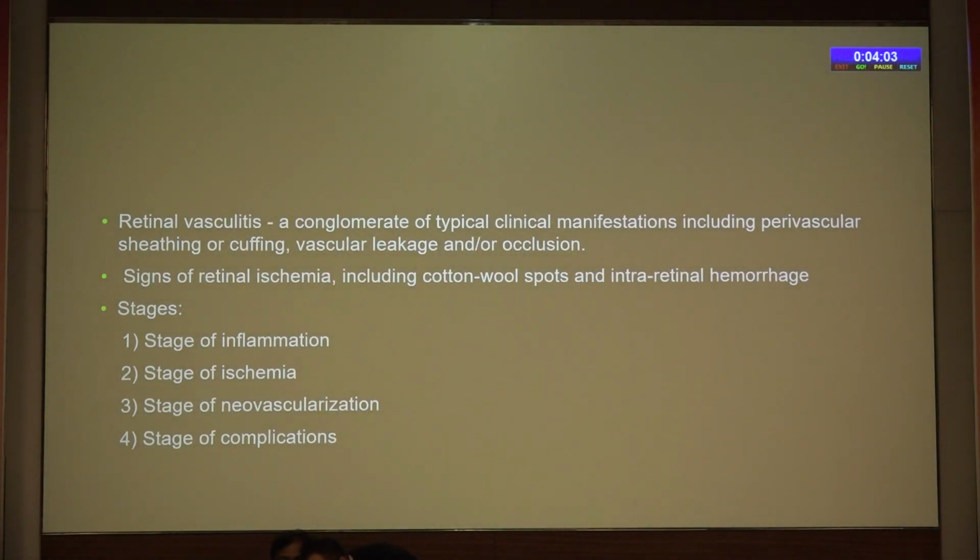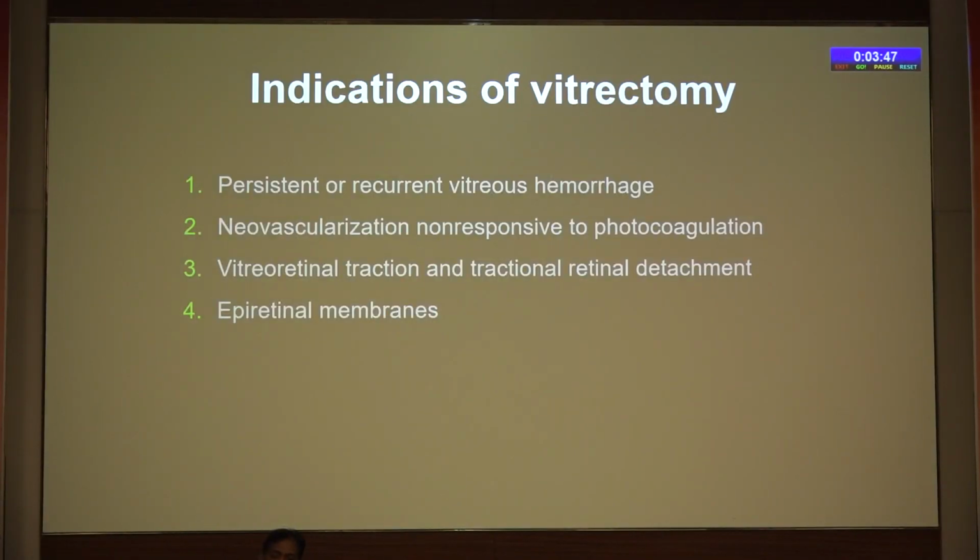Then there is vitrectomy for vasculitis, which is going to be taken up by Dr. Hemant Murthy. He is going to talk on retinal vasculitis. Signs of retinal ischemia, including cotton wool spots and intraretinal hemorrhages, are there. Various stages of vasculitis are inflammation, ischemia, neovascularization, and complications. Indications of vitrectomy in vasculitis: persistent or recurrent vitreous hemorrhage, neovascularization, vitreoretinal tractions, and epiretinal membranes.